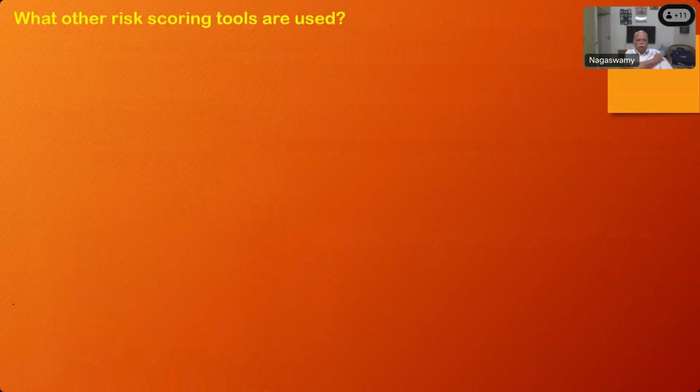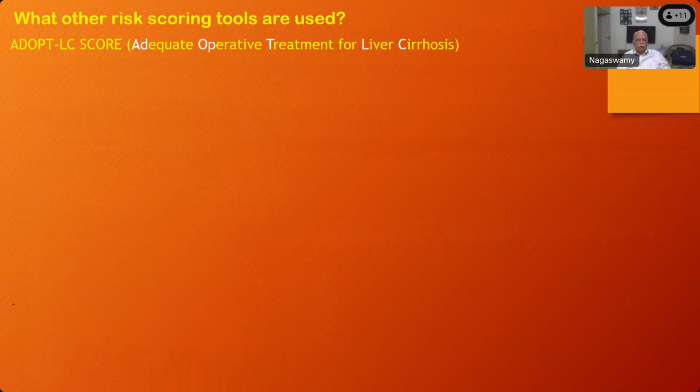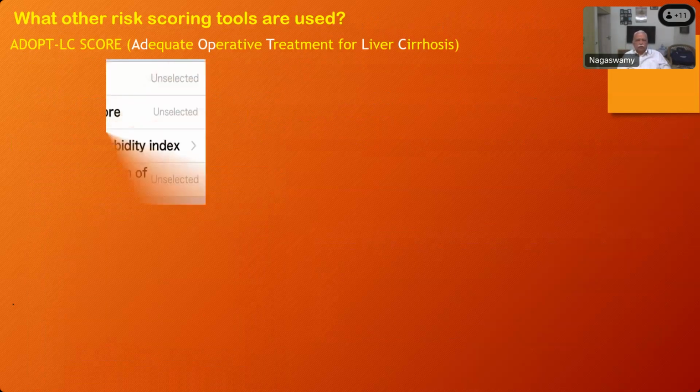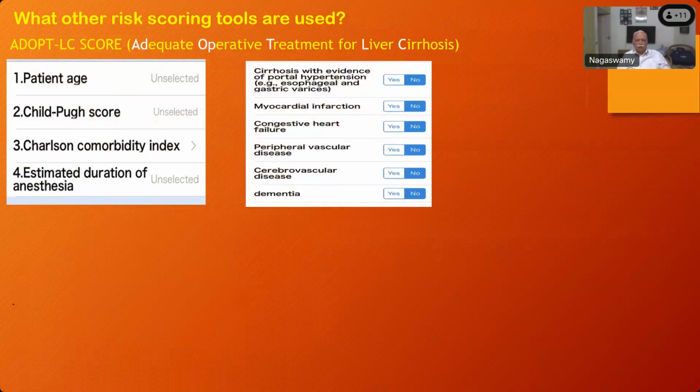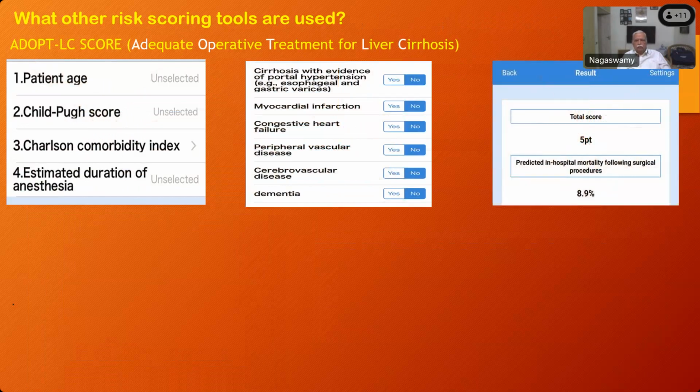What other risk scoring tools are used? There are newer risk scoring tools which are available. So it can be ADOPT-LC score, adequate operative treatment for liver cirrhosis. This is more of a computerized one, so it will give you the patient, how to operate. And there is another thing called ALBI score.